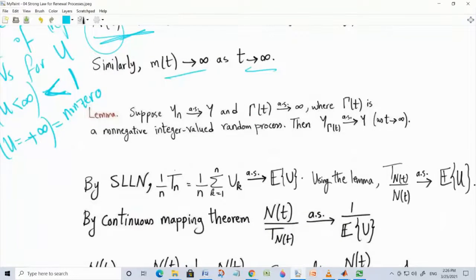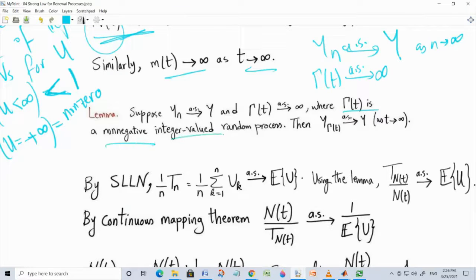There is a lemma here with the proof that is in the notes. Suppose that you have a sequence of random variables Y_n that converges almost surely to the limit big Y as n goes to infinity. Then suppose that you also have a non-negative integer valued random process that grows without bound. Then if you replace this n by gamma of t, you also have almost sure convergence to Y.